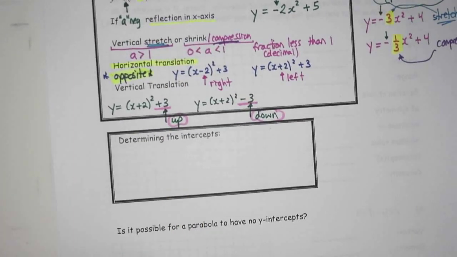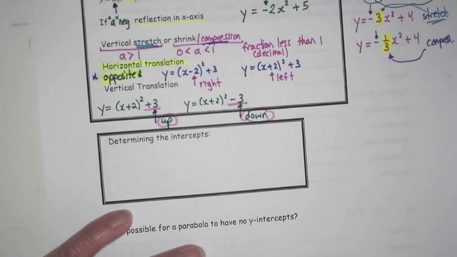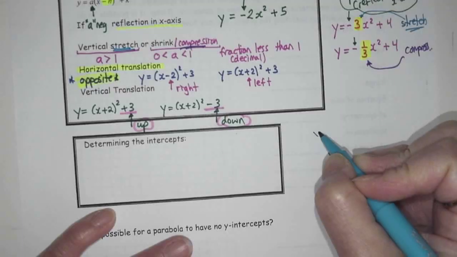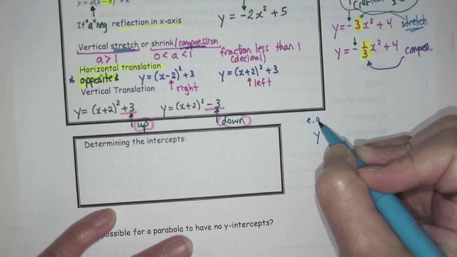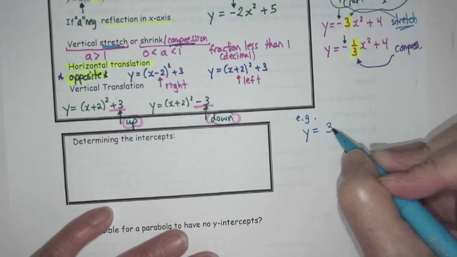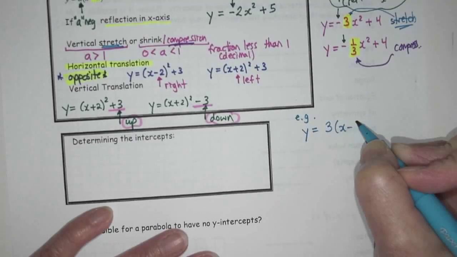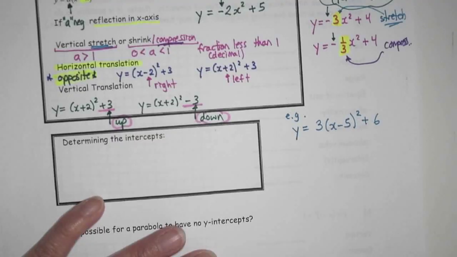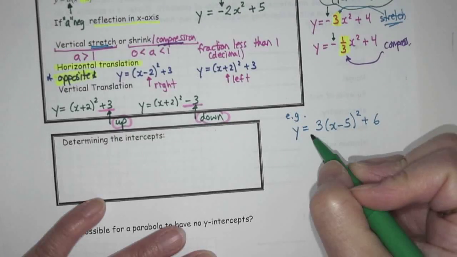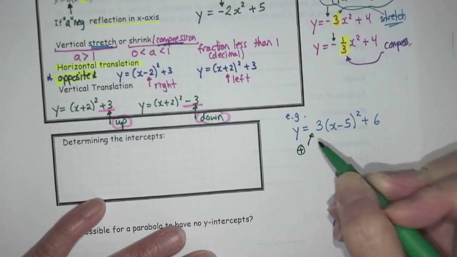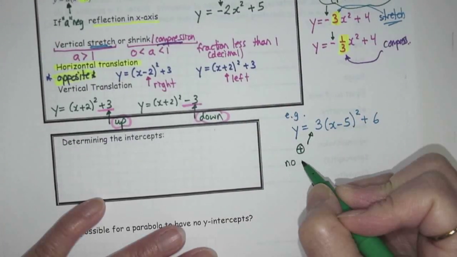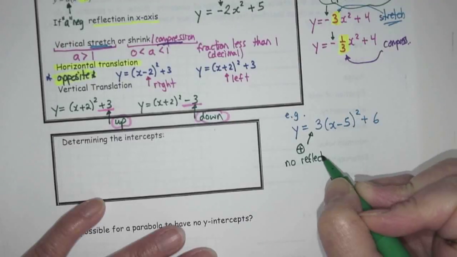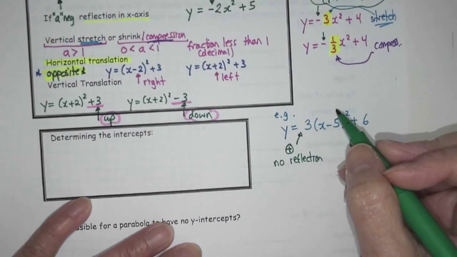Now, let me just summarize it one more time. So for instance here, this is an example, y equals 3 (x - 5) squared + 6. So what we do is we look at each part separately. So the first part I would look at is, okay, this is positive, so no reflection, it opens up.